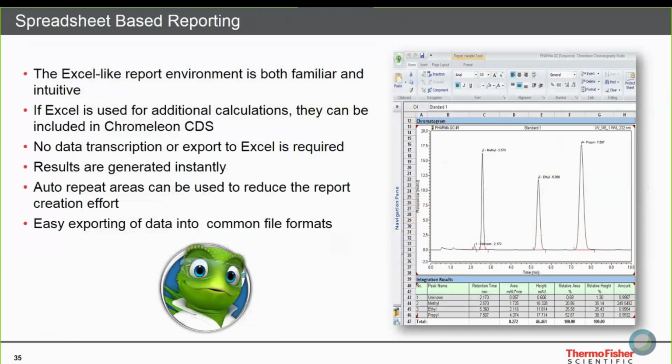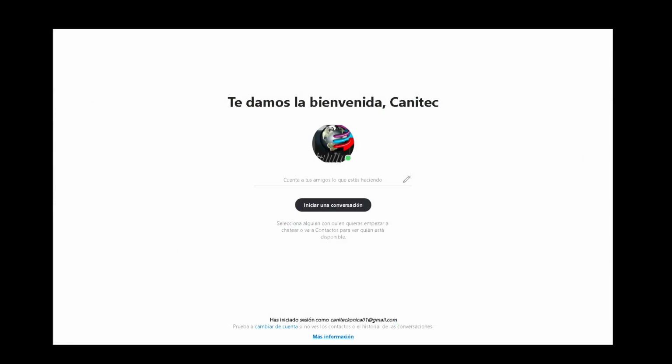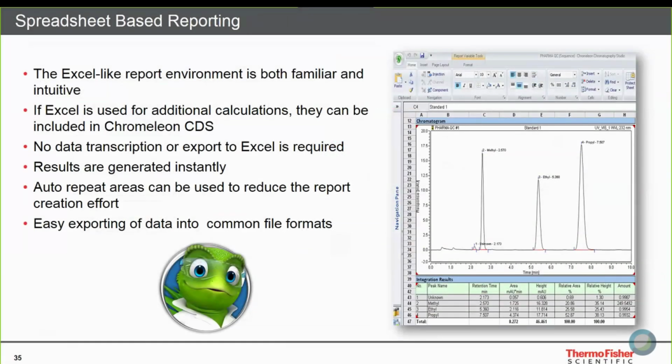Our reporting module is spreadsheet based. It looks like Excel, it acts like Excel, but it's even more powerful than Excel because we're connected to your data in the background. If you have Chromeleon, and this is a bold statement, there is no reason for you to export your data to Excel and do any calculations there. We can do all of those calculations in Chromeleon. Not only do your regulatory agencies like that, but it's also faster and there's less opportunity for errors in transcription.